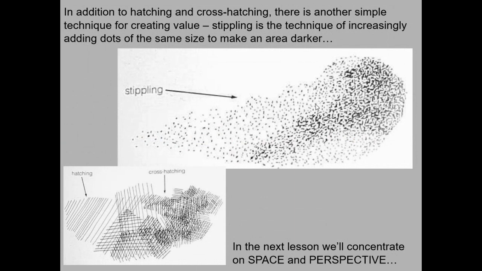If you're trying to render something that is smooth textured, like the skin of the cheek of a young person, if you were to do that with hatching, the lines of the hatching might inadvertently make it look like you were drawing wrinkles on the skin. So we can kind of avoid that wrinkled effect by using stippling.